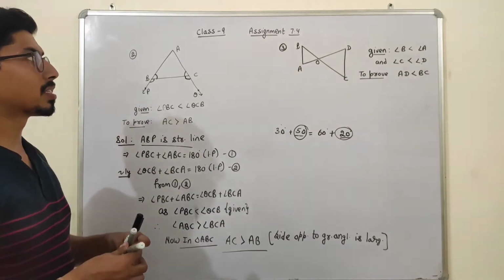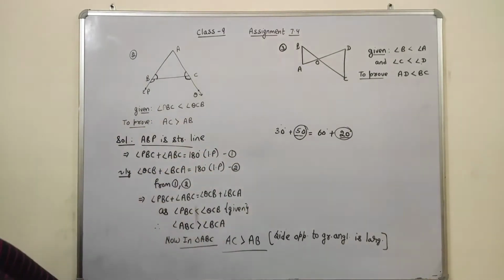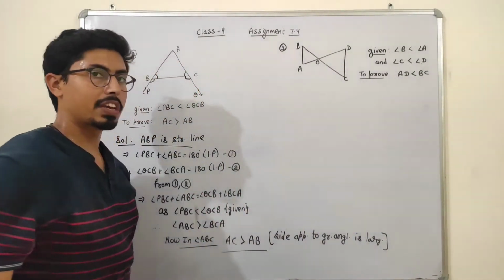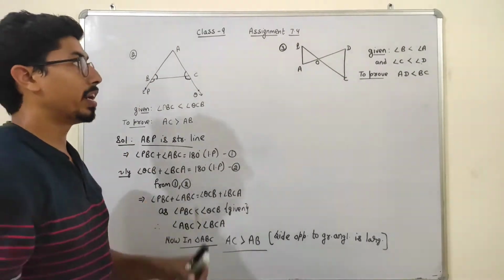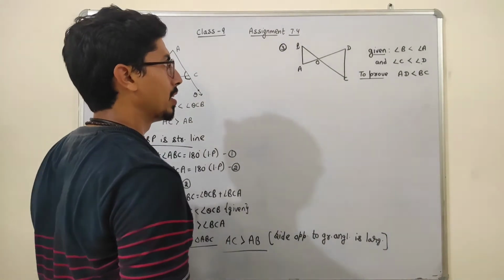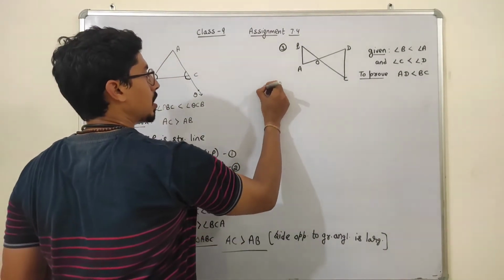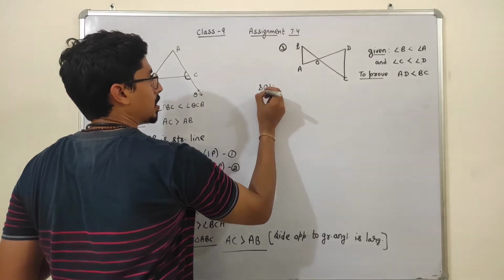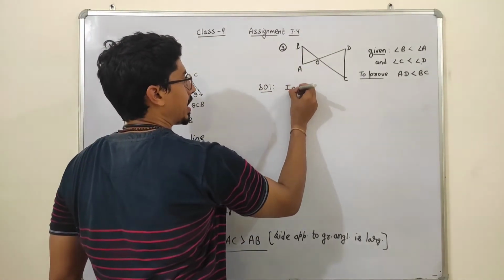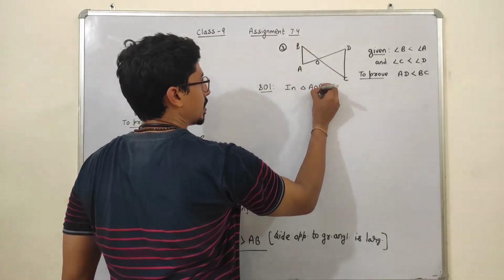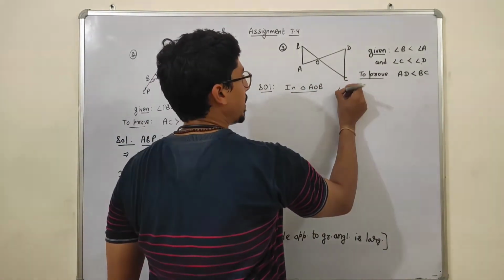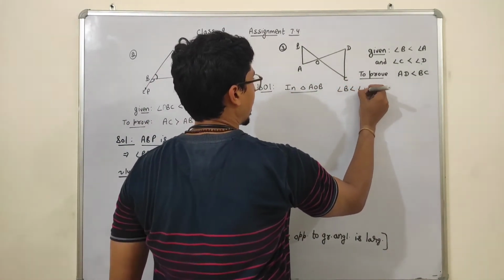Okay. Now, students, our third question: this figure is given in the book. And also we have these two inequalities that are given. So just take this. See, in triangle AOB, it is given that angle B is less than angle A.